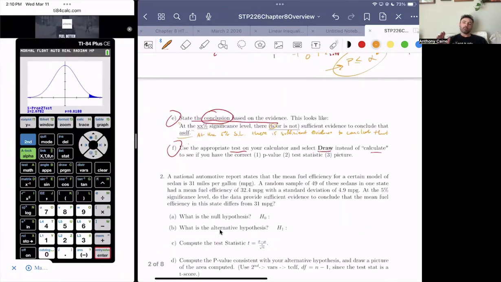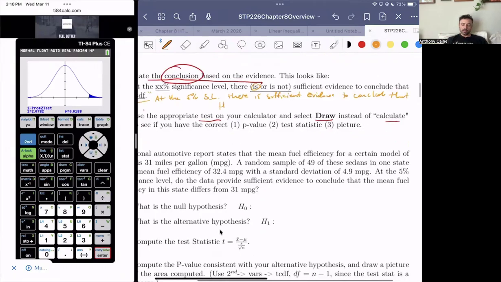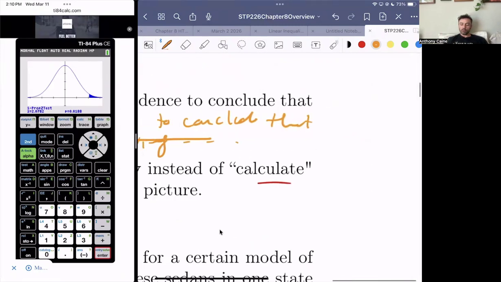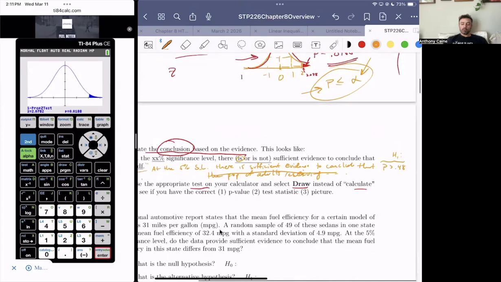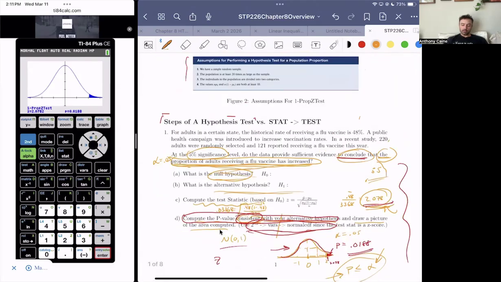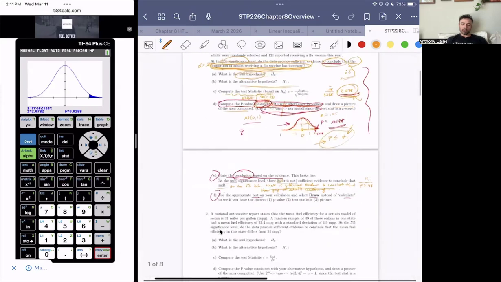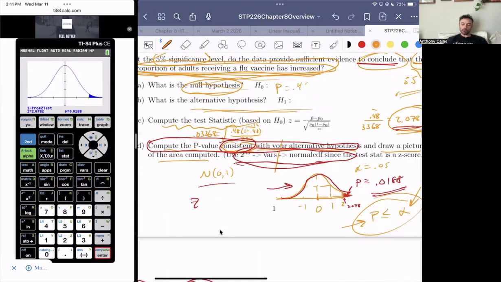I can copy and paste that. That is the best way to turn it into a sentence. The proportion of adults receiving the flu vaccine has increased. Okay, even I get lazy doing this. It's technically correct. You could be extra lazy and you can say to conclude that p is bigger than 0.48, because this is the alternative hypothesis written in math symbols. But if you want to write it in words, it's this, right? The proportion has increased. Increased compared to what? Increased to the old proportion, which is 0.48. Here we have p bigger than 0.48. Okay.